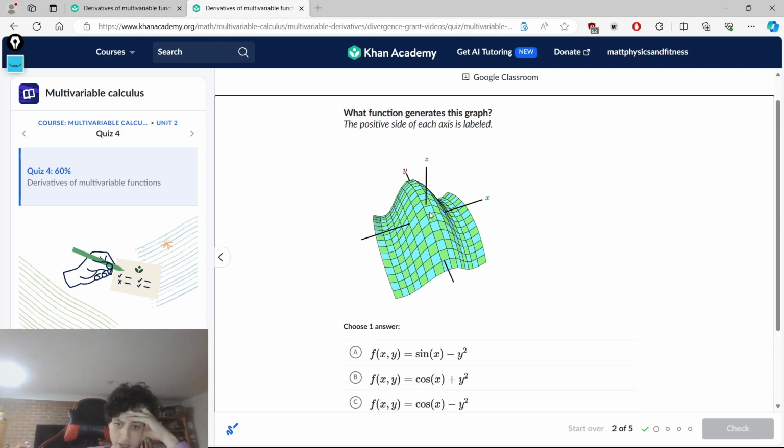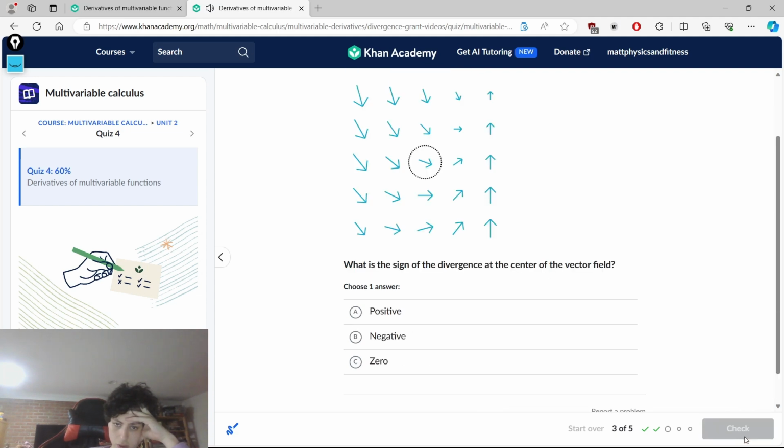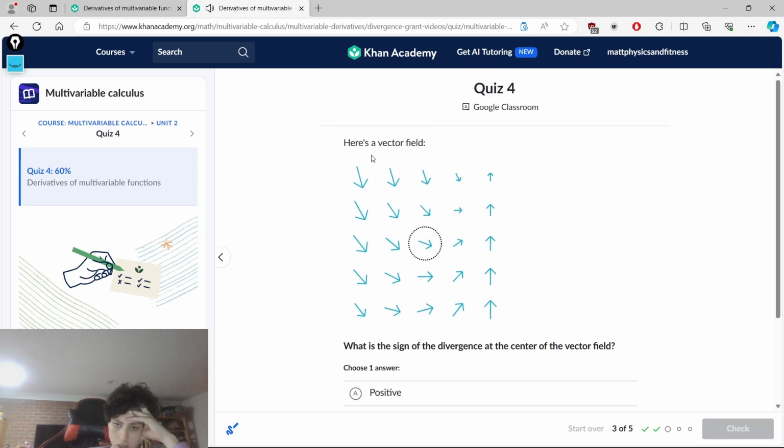Let's see. X looks like cosine. Y looks like negative y squared. Yeah, y looks like negative y squared minus y squared. Cosine x minus y squared.